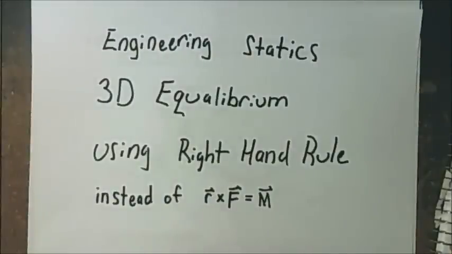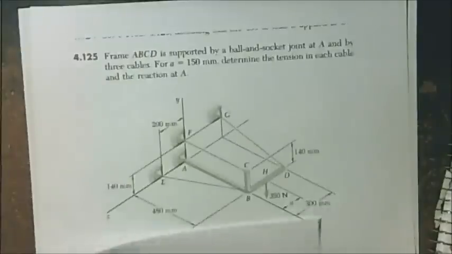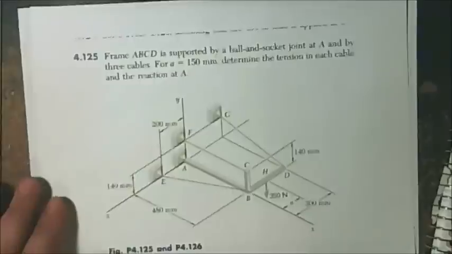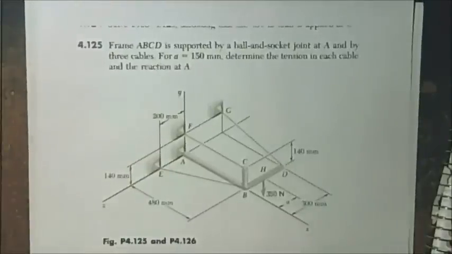Alright, hello everybody. We are going to work through a 3D equilibrium problem using the right hand rule instead of using R cross F to find the moments. Okay, we're going to use this 3D problem right here. And of all the 100 or so videos giving examples like this on YouTube, and even the solution manuals in the book, they would work this problem using vectors with the R cross F method to find the moments.